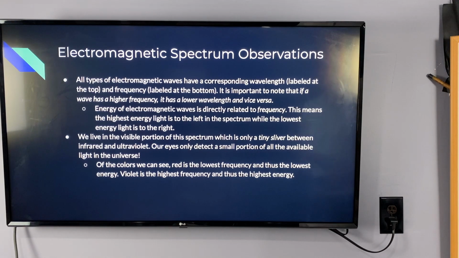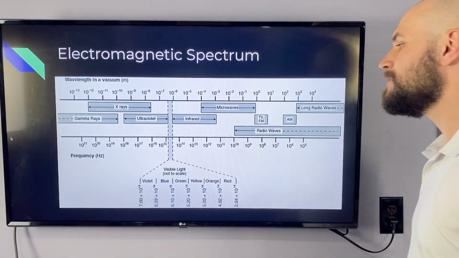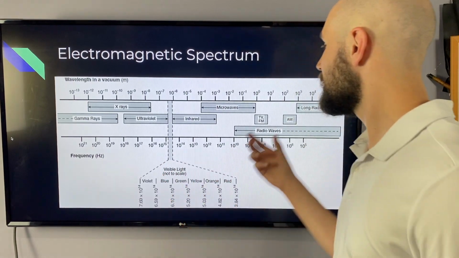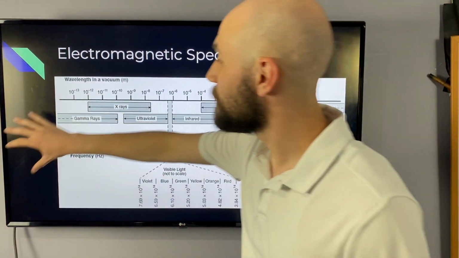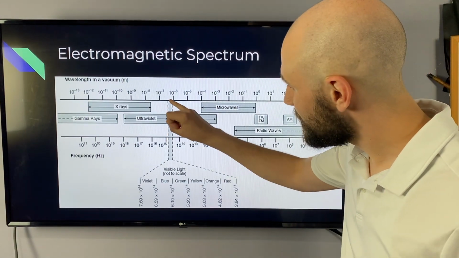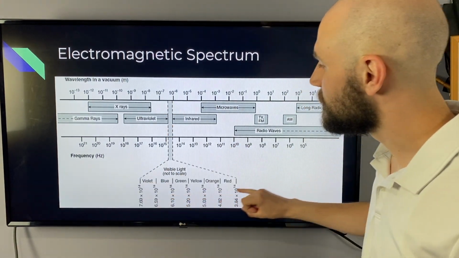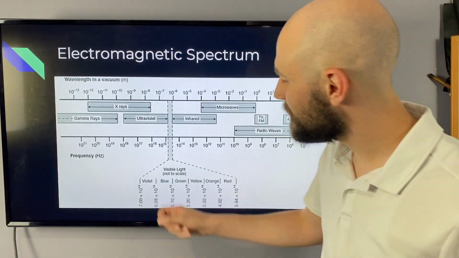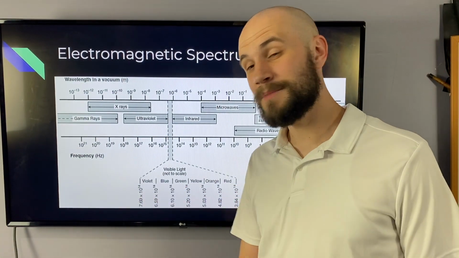Okay. So we live in the visible portion of the spectrum. What I mean by we live here is everything you've ever seen is in this tiny little sliver here. There's a lot of other light in the universe that we don't see, but everything you've ever seen, everything you ever will see lives in this visible spectrum of light. Here we have our red, orange, yellow, green, blues, and violets, and everything in between.